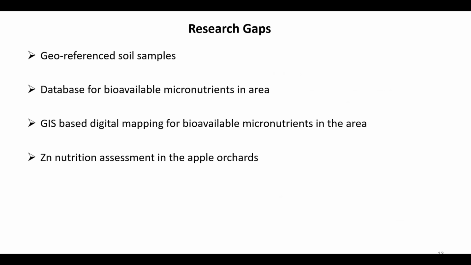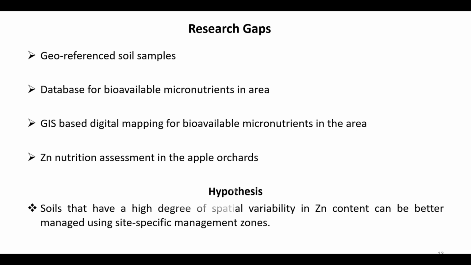What were the research gaps in the area? There was never any geo-referenced survey undertaken, and a database for bioavailable micronutrients in the area was unavailable. GIS-based digital mapping for plant available nutrients in the area was never done. Zinc nutrition assessment in the apple orchards was never done.